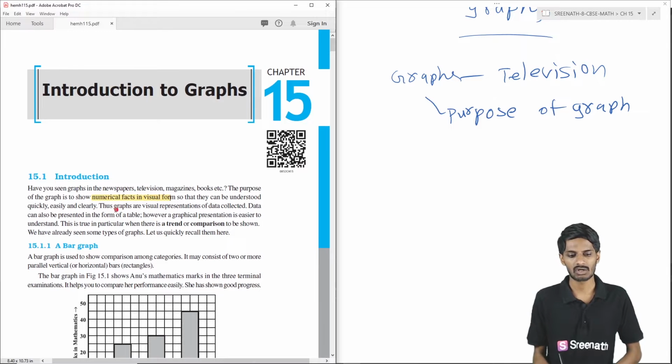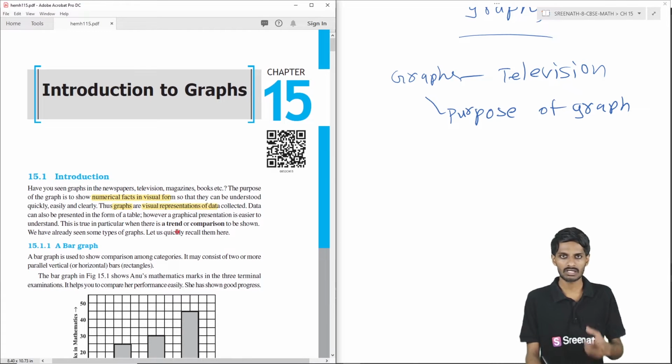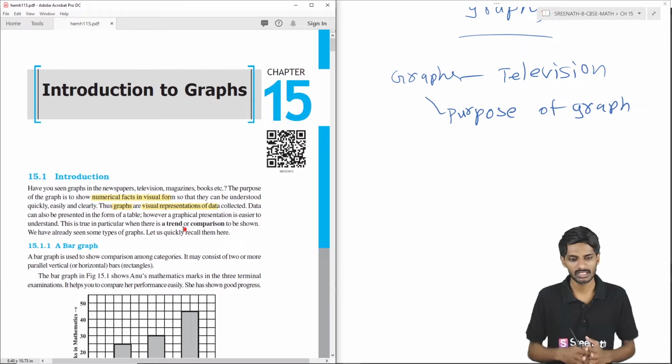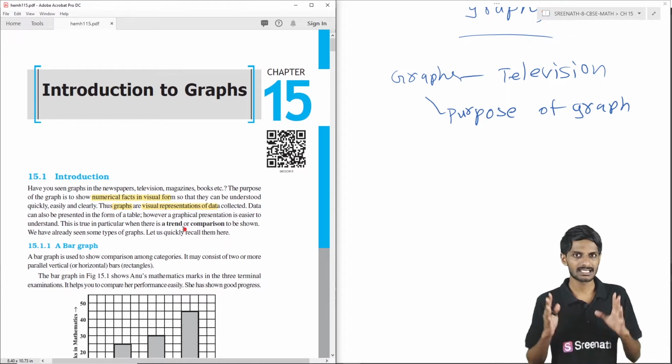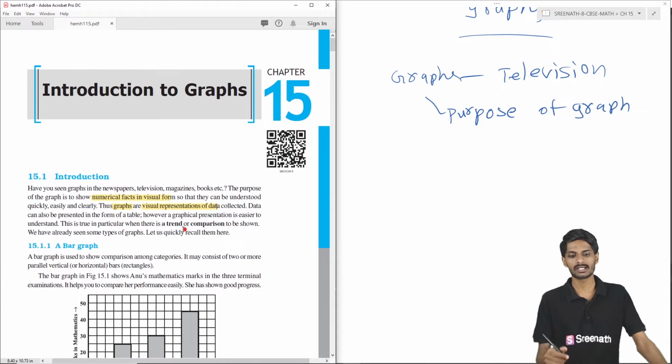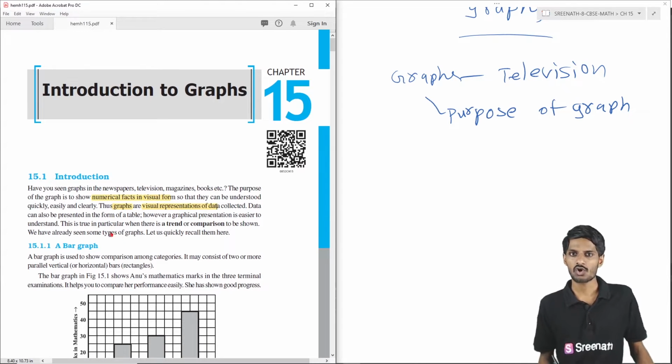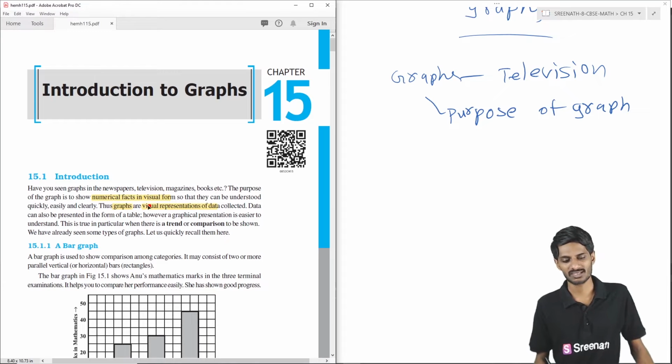So graphs are nothing but a visual representation of data, students. Because of this visual representation, we can easily remember it and easily understand it. Whenever you want to compare two things, by using graphs you can easily compare, students. These are the benefits of graphs.